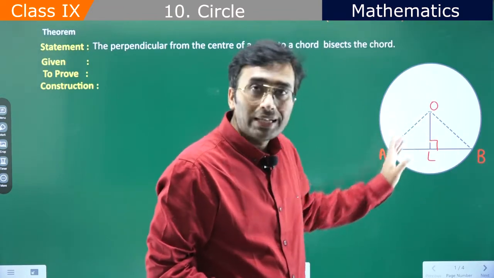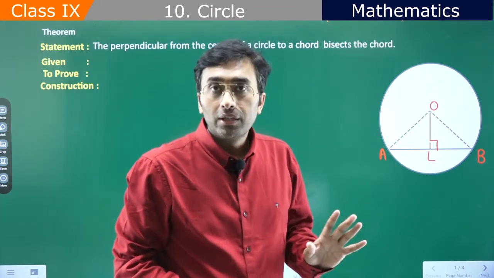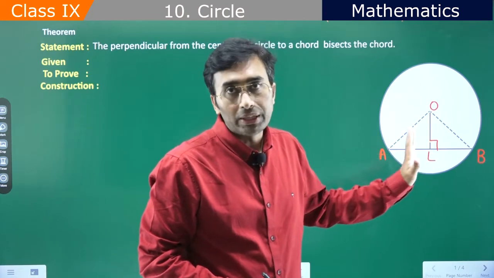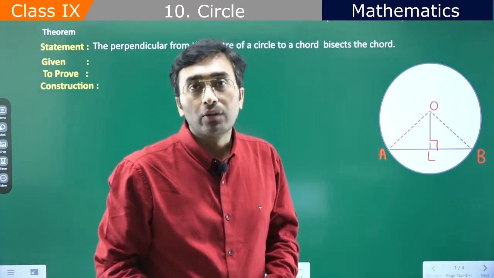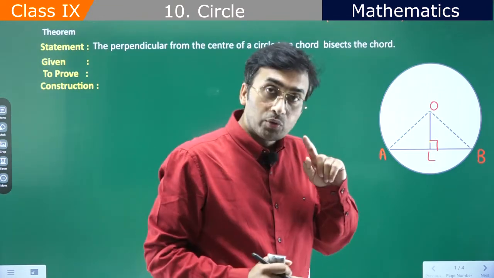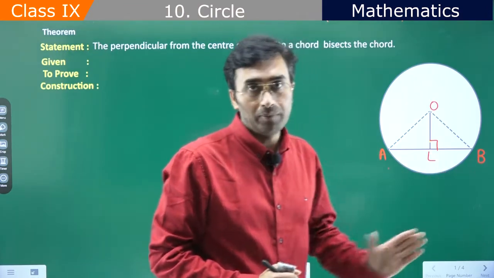Center O, AB is the chord, and OL is the perpendicular. So, got it? AB is the chord, OL is the perpendicular. We have to prove that this OL bisects the chord. Bisects the chord means dividing in equal parts. So we have to show that AL equals LB.